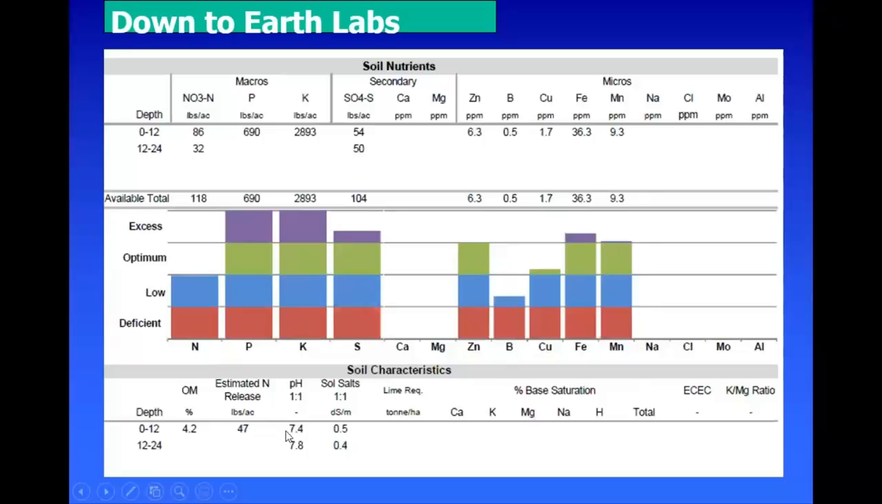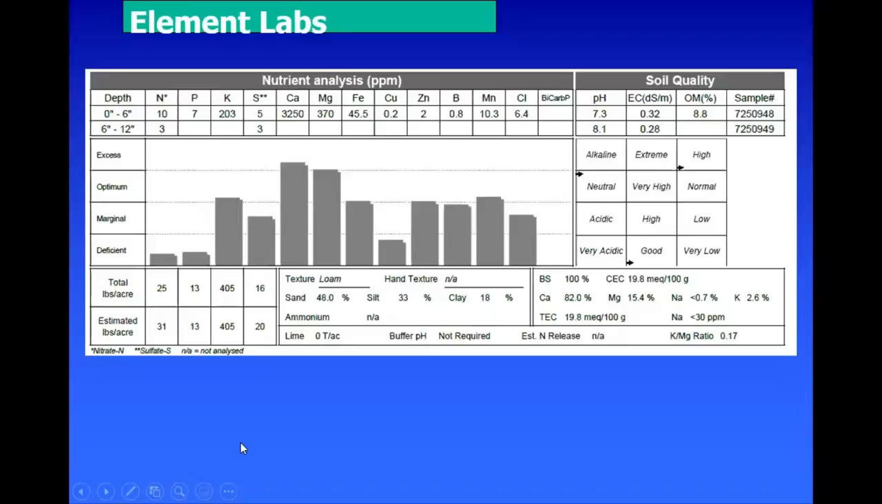Then looking at pH, 7.4. Organic matter is 4.2, and I should have mentioned on the last slide that most labs, based on organic matter, will give you an estimated nitrogen base as well, which is useful at times. So they're just in a different field, farmed by the same farmer, with very different soil test results. And as a result, you're going to develop very different fertilizer recommendations for one field versus another.